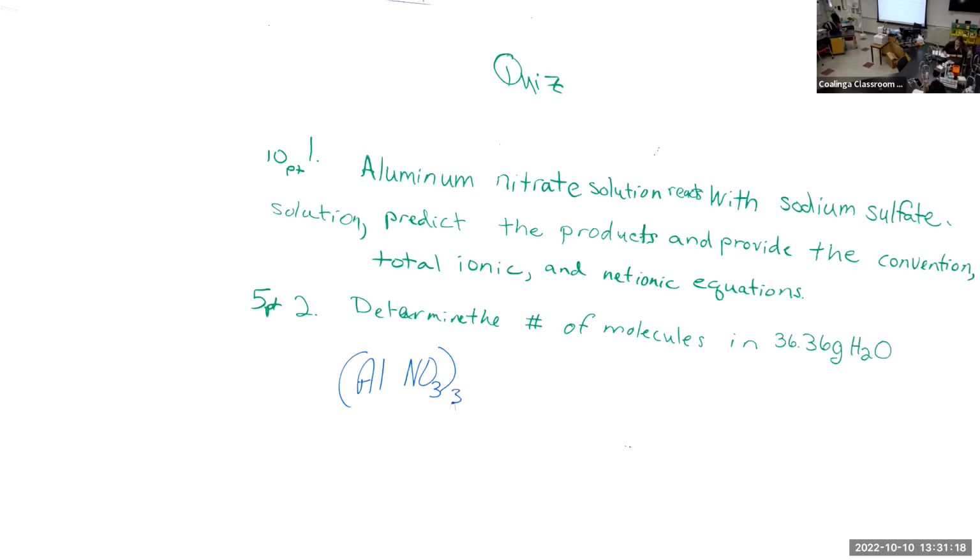I wasn't sure if it was that or if it was the NO3 only. Anyone help out? It's the NO3 only. Why is it just the NO3 as a 3 with parentheses? Nitrate has a -1 charge, so you're going to need 3 of those to balance out. Okay. Anything else I need to add to this?